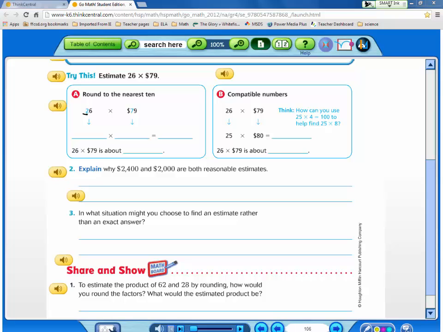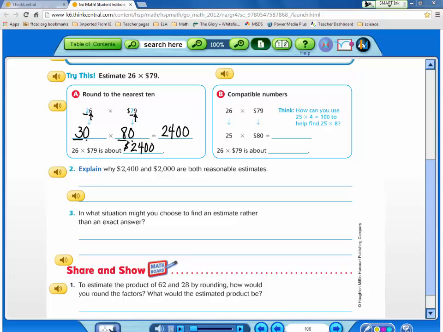So if you remember, we underline an arrow. The 6 makes the 2 go up, so 26 rounds to 30. We underline an arrow. The 9 makes the 7 go up to an 8, so it is 80. Now we can look at the basic fact of 3 times 8 is 24, and then we add our two zeros from here and here. So the estimate of 26 times $79 is $2,400.